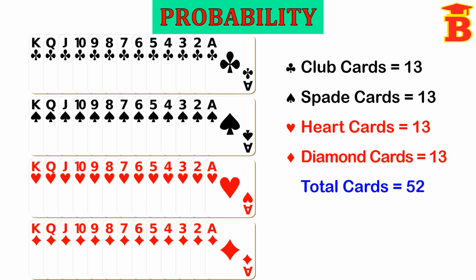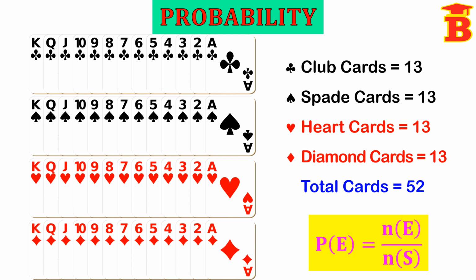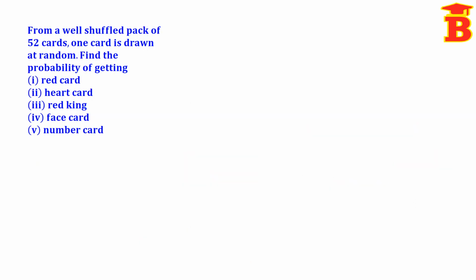And here club cards and spade cards are in black color and heart cards and diamond cards are in red color. So there are 26 black color cards and 26 red color cards. And we know the probability formula: P of E equal to N of E divided by N of S. Let us see the problems.